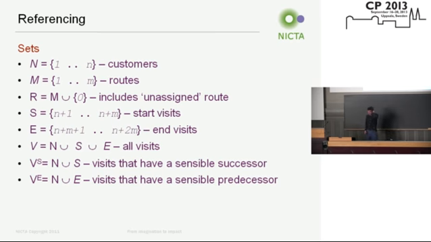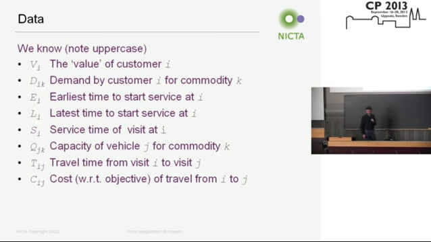Okay, and I've gone through those. Yeah, you need just these special ones. VS is visits that have a sensible successor, and VE is visits that have a sensible predecessor. Our start visits and our end visits also get a name. Okay, so we have uppercase stuff that we know, which is basically the starting data for our problem.